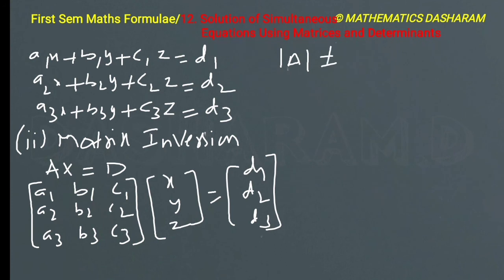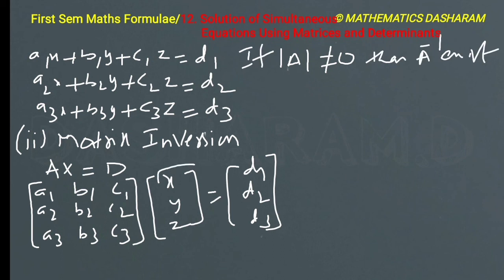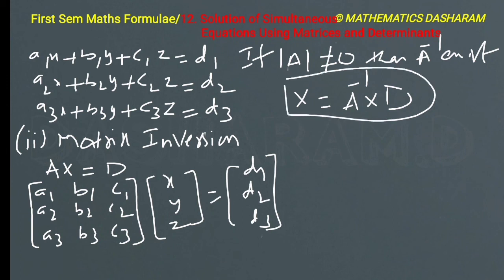It should not be equal to 0, then only a solution is possible. To find the solution, the formula is: A inverse, the inverse matrix of A, multiplied with the constant matrix D. Then you will get the required solution for the system of equations.